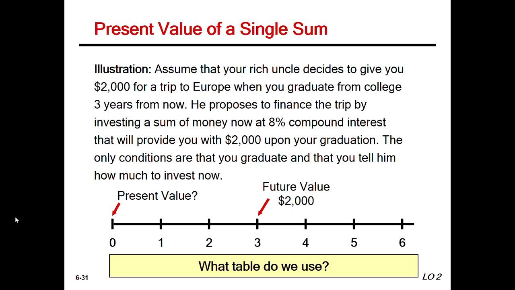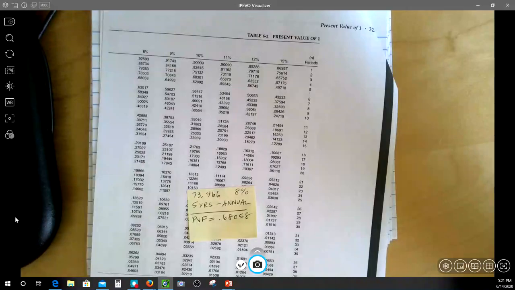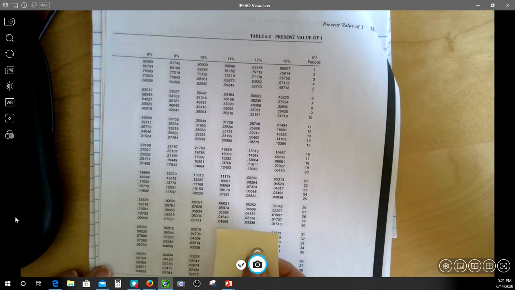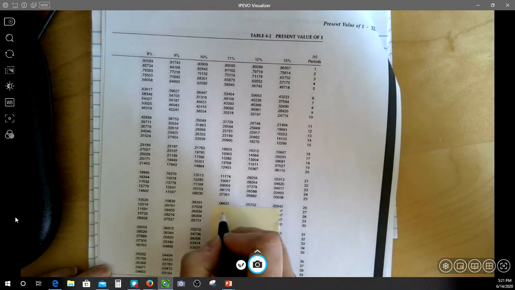All right, so let's figure this one out together using our table. What did we do before sticky notes? All right, so $2,000 for a trip to Europe. I'm not sure that's going to get you more than your plane ticket. That's probably about it. 3 years. Okay, I think it's compounded annually, 8%.